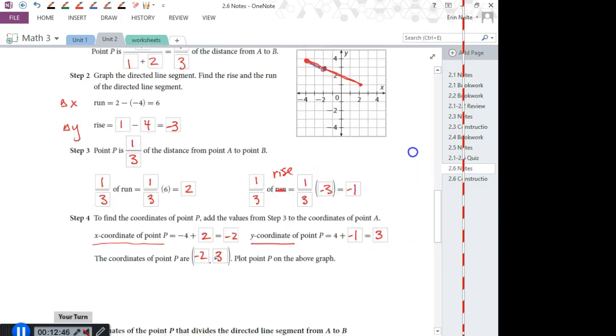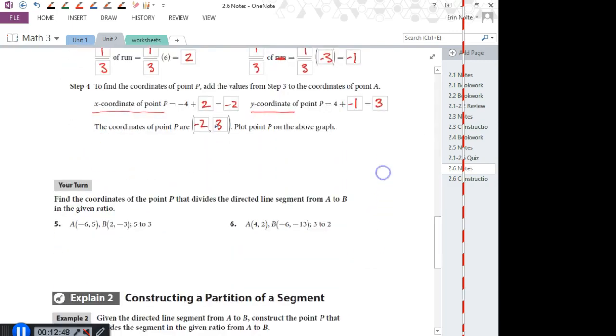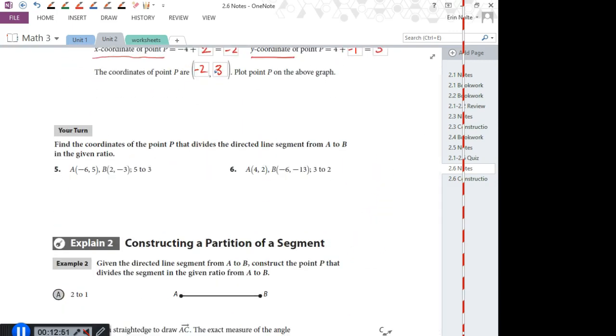Okay, so let's do one more example without the graph. Well, maybe 2. We'll see how long it takes. Okay, and go through the steps. So first of all, let's find our ratio. If I have a ratio of 5 to 3, what's my fraction? 5/8. Good. Everybody okay with that?